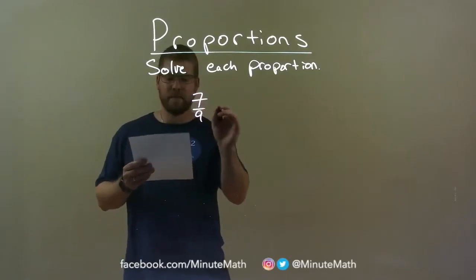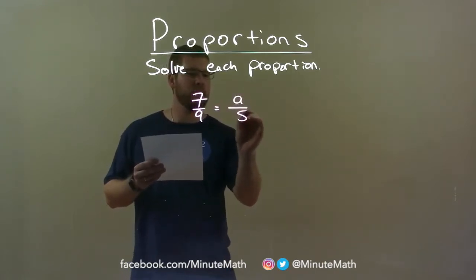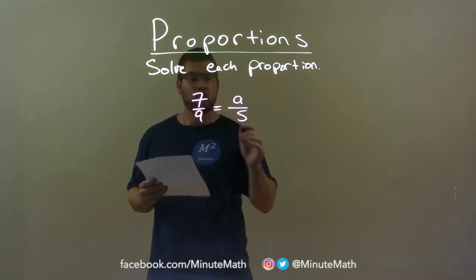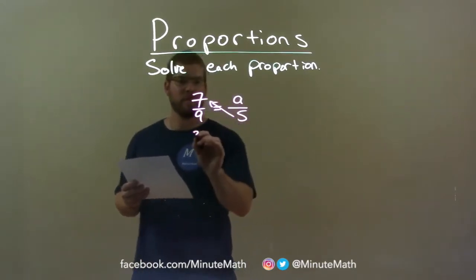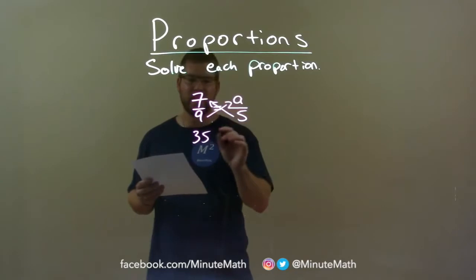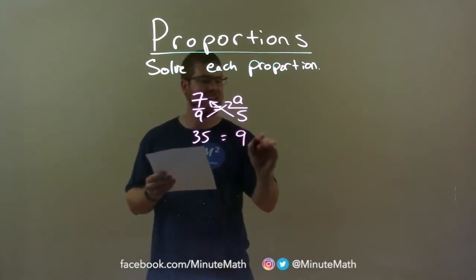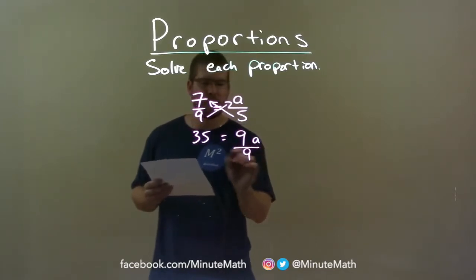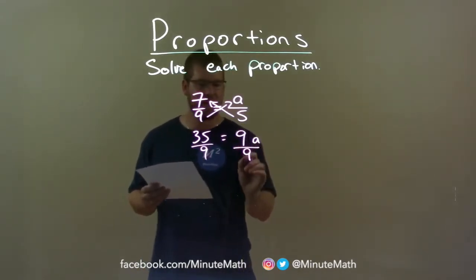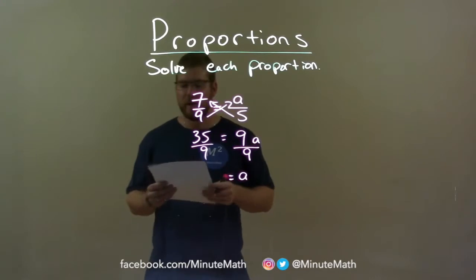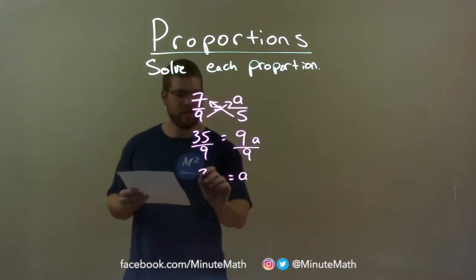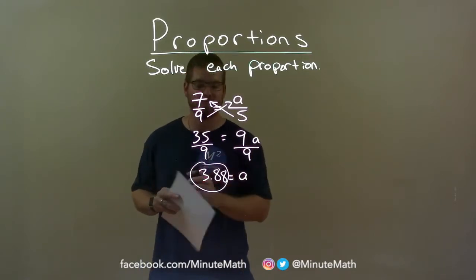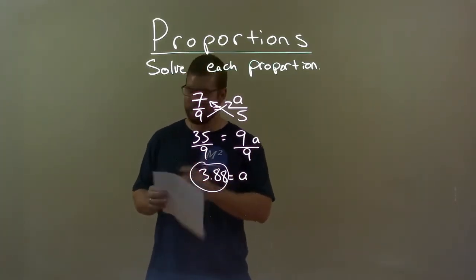7 over 9 equals a over 5. Okay? Well, the first thing I want to do here is cross multiply. 5 times 7 is 35, and 9 times a is 9a. Okay? Now I want to get a by itself. I divide both sides by 9. Okay, and a is by itself on the right, and 35 divided by 9 is 3.88. And so there we have our final answer of just 3.88.